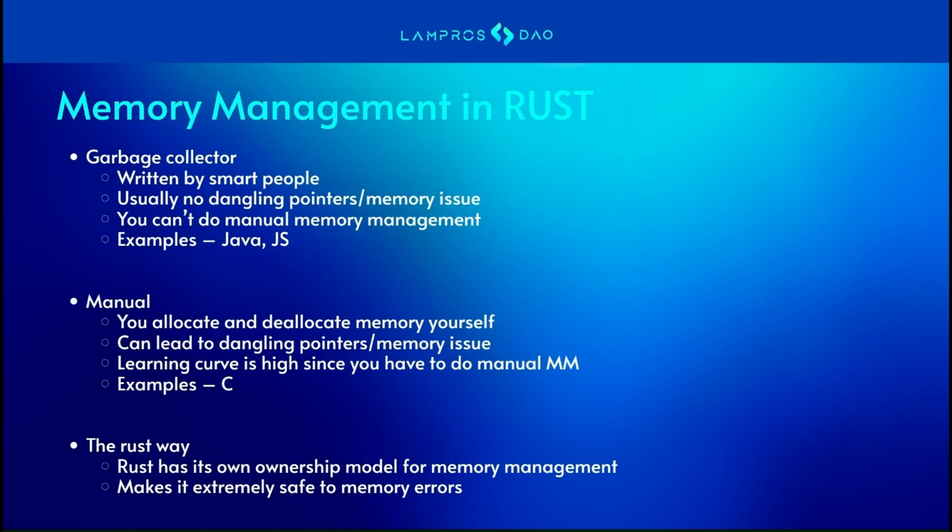But if you are managing the memory, then there could be chances that you will fall into null pointer or dangling pointer issues. So Rust has its own ownership model for memory management, and that makes it extremely safe from memory errors. And that's why Rust is used for low level tasks like system design, operating systems, web browsers, and kernel designing.